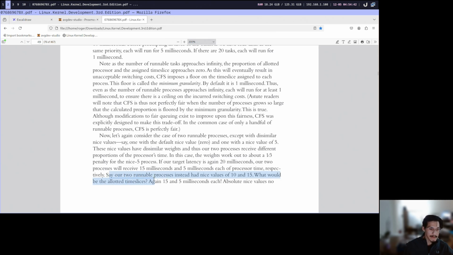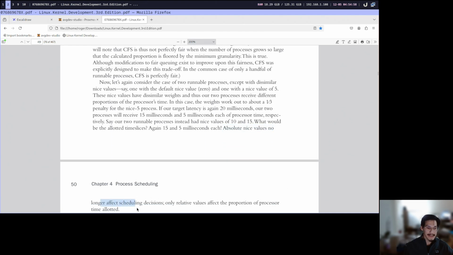So now say our two runnable processes instead had nice values of 10 and 15. What would be the allotted time slices? Again, 15 and 5 milliseconds each. Absolute nice values no longer affect scheduling decisions. Only relative values affect the proportion of processor time allotted. So we go from 0 and 5 to 10 and 15. Same thing. Okay? How do they calculate? Okay, fine. We assume that the weights work out to about a third penalty for the nice 5 process. Okay.